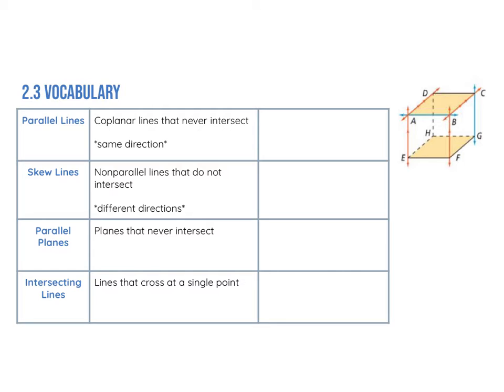All right, so just for the basic vocabulary, parallel lines, we've already kind of discussed, or maybe you already know, those are coplanar, so just meaning on the same plane, lines that never intersect. And so they go in the same direction. So if I'm going to look at an example of those, I could have this line here, which is AD, and this line here, which is BC. Okay, there's lots of examples in this picture.